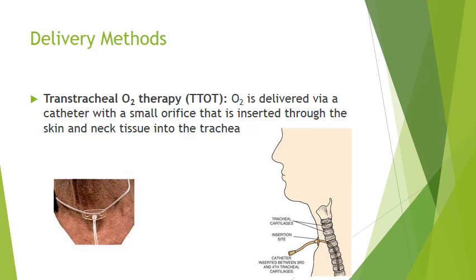This is the transtracheal O2 therapy. It's abbreviated TTOT. It is an O2 delivery type device that gives oxygen via a catheter with a very small orifice. And that orifice is inserted through the skin right at the neck tracheal area, in the neck tissue to the trachea. And there's a diagram there we can kind of see on the side, the tracheal cartilage, the insertion site where the catheter will go. And it goes right between the 3rd and 4th tracheal cartilages.